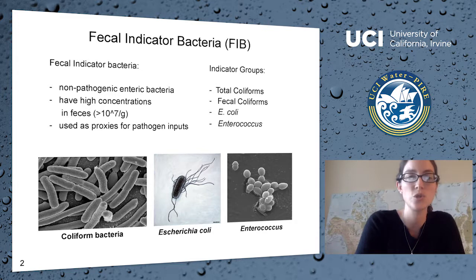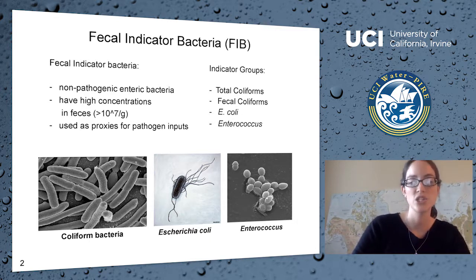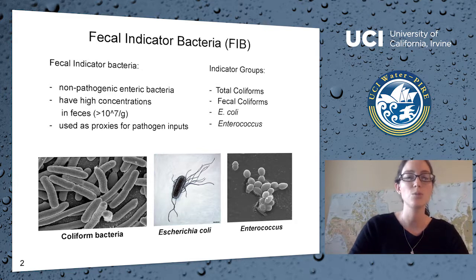Moving on to slide 2. So fecal indicator bacteria are broadly classified as non-pathogenic enteric bacteria, meaning that they live in the guts of warm-blooded animals. And they tend to have high concentrations in feces, often exceeding 10 to the 7 bacteria per gram of fecal matter. And because they have these high concentrations in feces, they can be used as proxies for inputs of fecal pathogens in drinking and receiving waters.